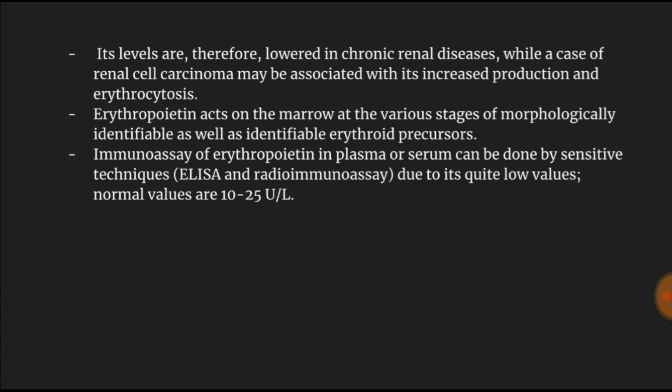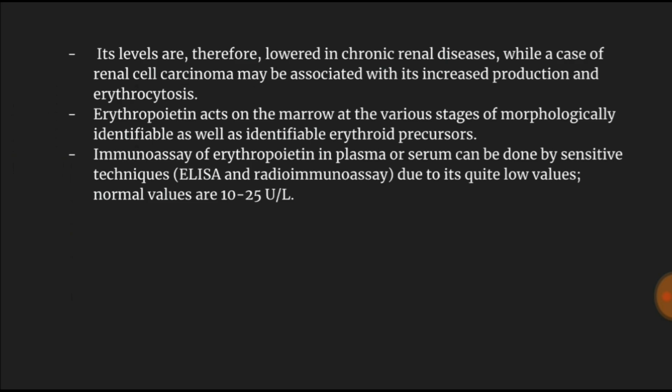The level of erythropoietin is lower in chronic renal disease, that is in people who have completely lost the function of their kidney. So the erythropoietin levels are low in those people, whereas in people with renal cell carcinoma, or cancer of the kidneys, the levels are increased. So in these two cases the levels are increased or lowered based upon the production of erythropoietin.